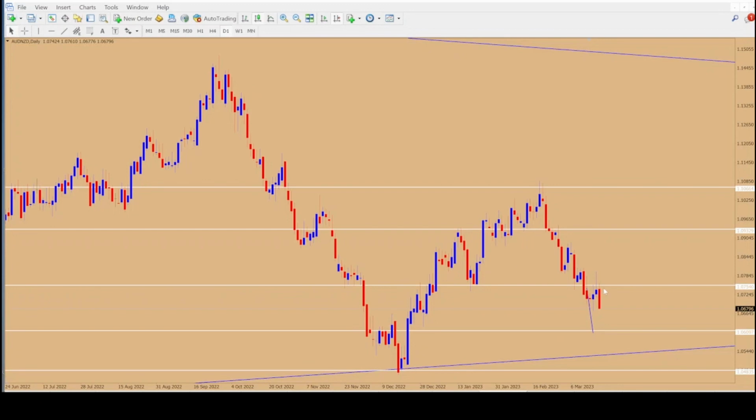For AUDNZD, like I expected, the market should keep dropping down to 1.0609, right? That's what I expect. And if the market drops that low, then I would look for some bullish moves.